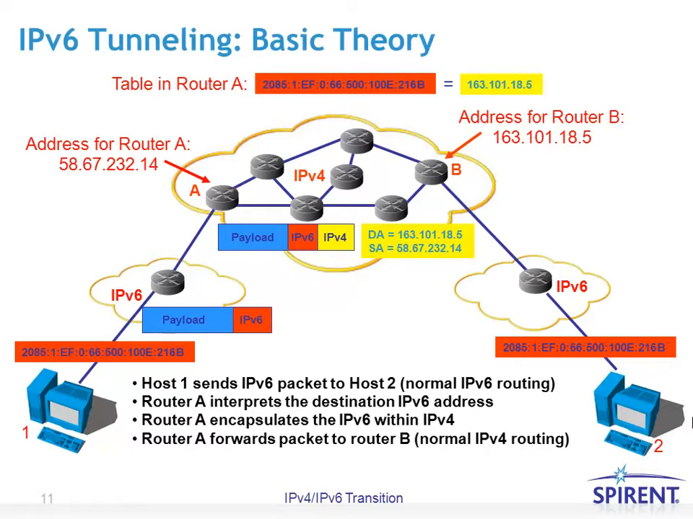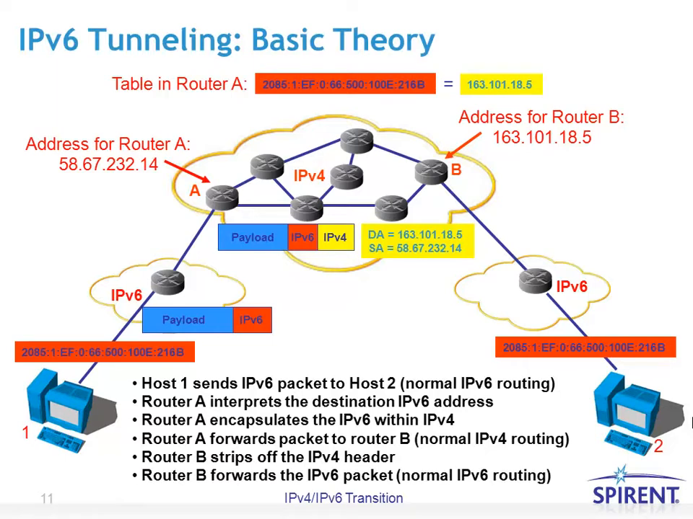Of course, the packet sent from router A to router B follows normal IP version 4 routing through the IP version 4 internet in this example. And so again, there's a lot of IP version 6 traffic traversing the global IPv4 internet using this mechanism. Router B receives the packet and then strips off the IP version 4 header. The original IP version 6 packet and payload are forwarded on to the IPv6 links that device 2 is connected to. And then it follows normal IP version 6 routing to get to device 2.